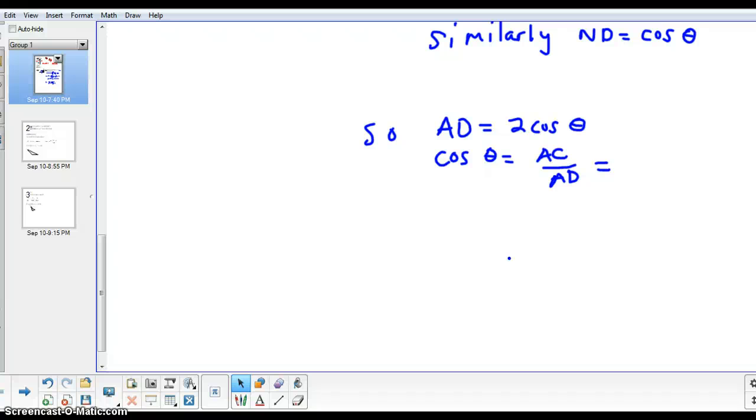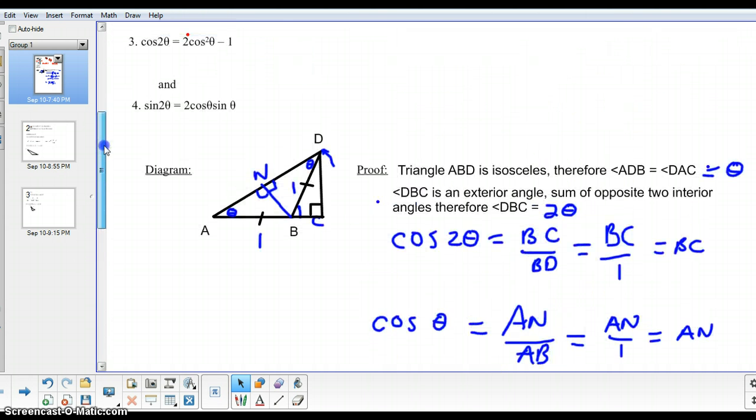Okay, welcome back, SL2. We're almost finished proving this. So I'm pretty excited that we're almost done. This was a lot of work. If we look at the last step, it is to go back to cosine theta equals AC over AD and take a look at our diagram.